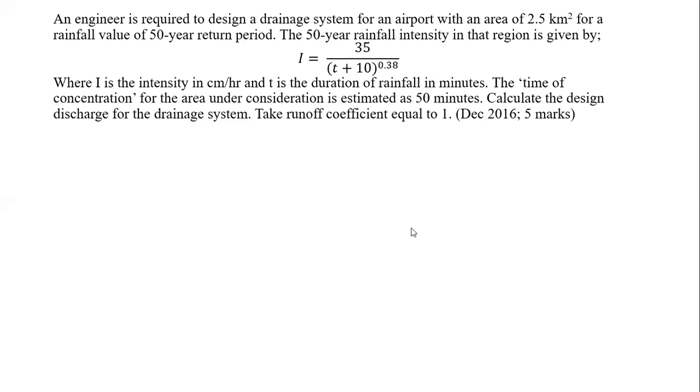So in the solution now we are knowing it relates the coefficient C, intensity I, and area A. So we'll use the rational formula, that is Q is equal to CIA. Then C is given as 1. For finding the I, they have given us the equation as 35 upon T plus 10 raised to 0.38. Then the time period is given as 50 minutes. So put the value of T as 50 over here. That will be 35 upon 50 plus 10, that is 60 raised to 0.38. Isn't it? So 60 raised to 0.38.